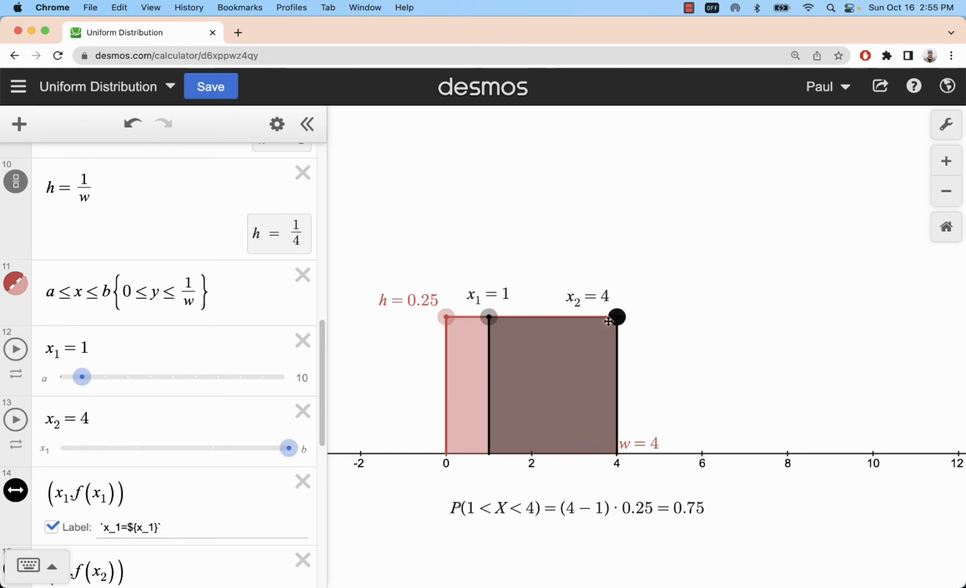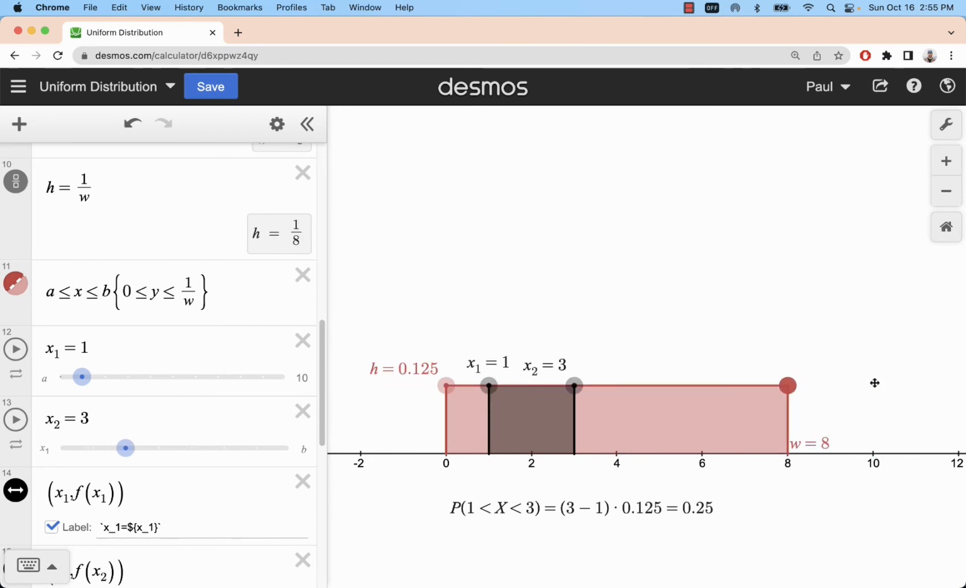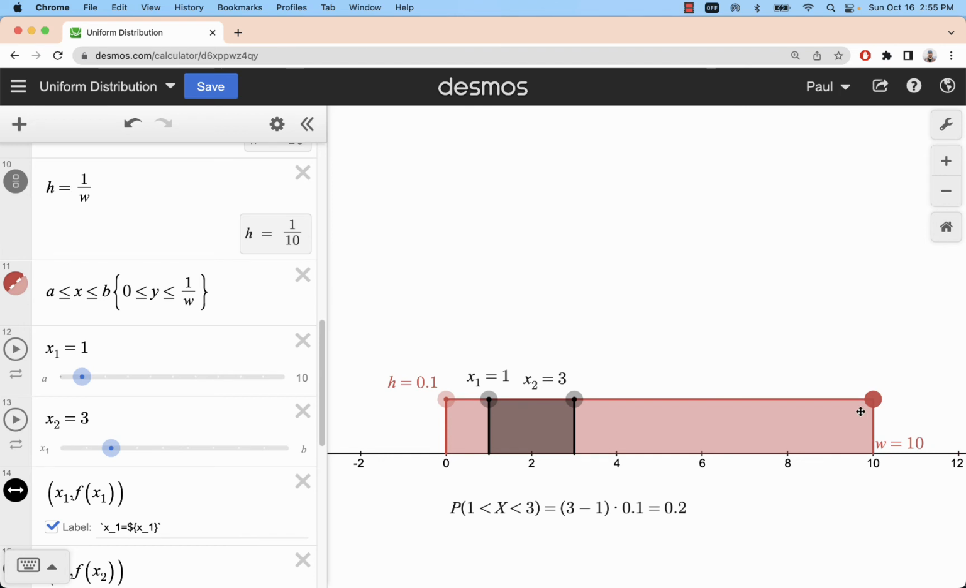But now our shaded area is some fraction of that. So here if we have a width of 2, that's 2 out of 4, or 2 times a quarter to get 0.5, 50% probability. So you can see as that widens out, the height has to be reduced. That way we maintain that area of 1.